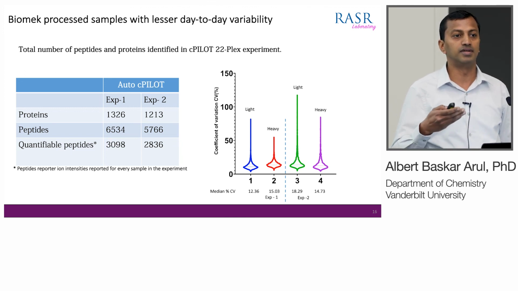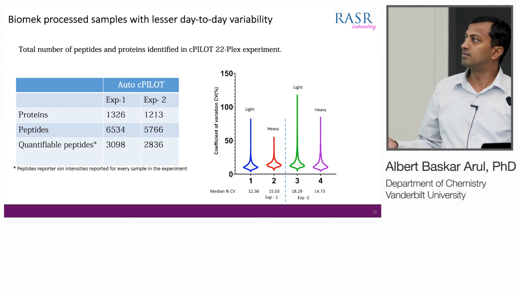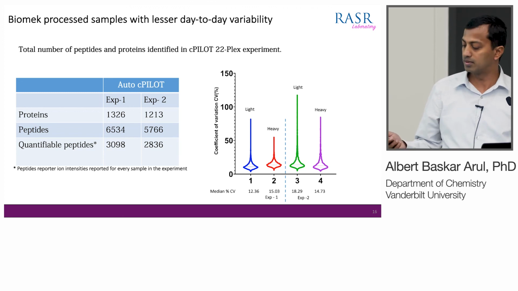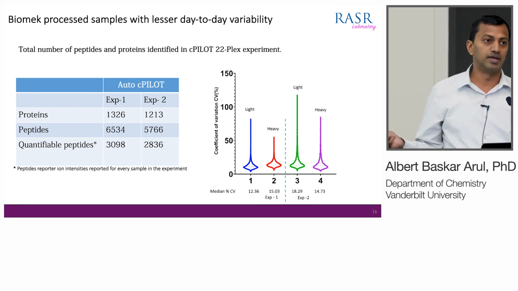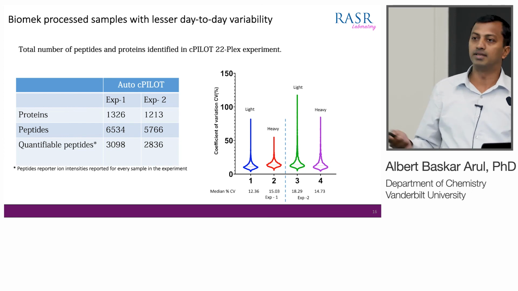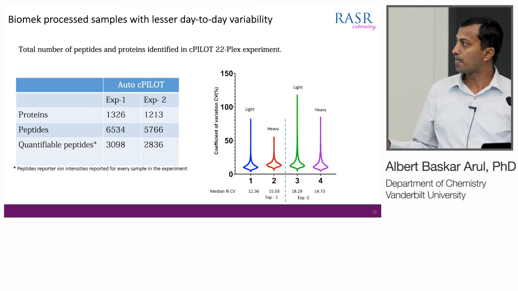I wanted to see whether, if I do a second batch, I get the same results. This is one of the latest results, which I did before coming to this conference. I was able to get mean CV values of 18 to 14 for light and heavy when processing with Biomek. So it shows that the Biomek is able to do batch-to-batch reproducible sample preparation.